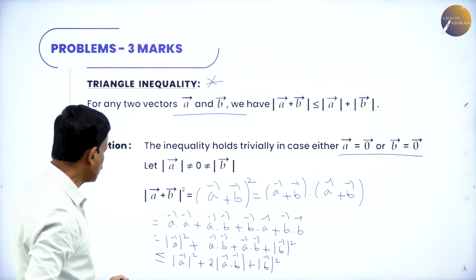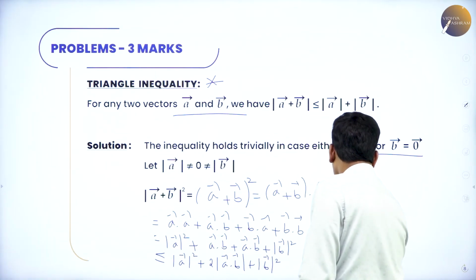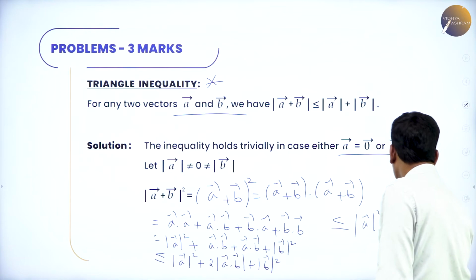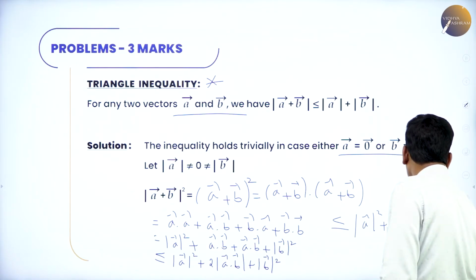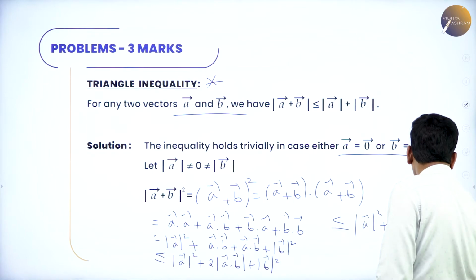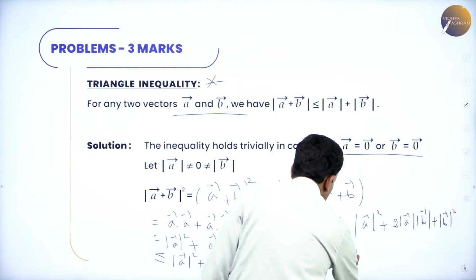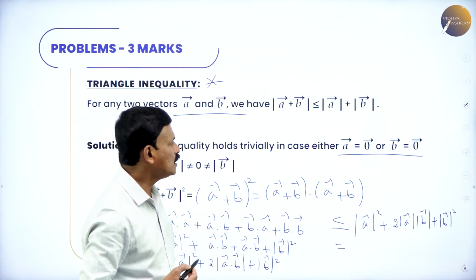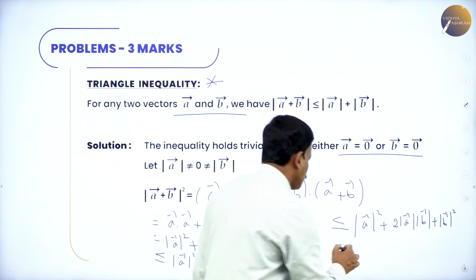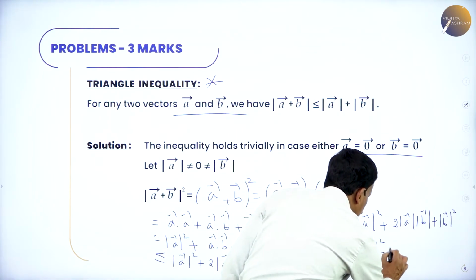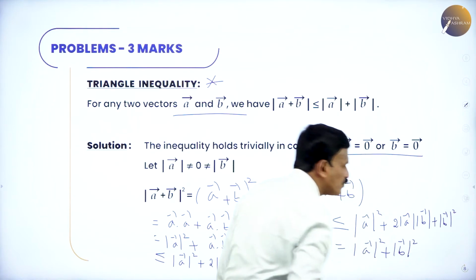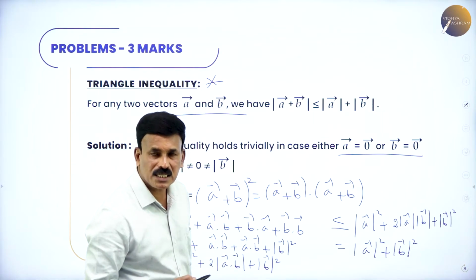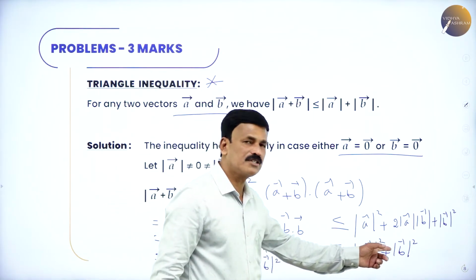Now this is also less than or equal to the length of A square plus 2 times the length of A dot the length of B plus the length of B whole square. So this is equal to the length of A square plus 2 times the length of A into the length of B plus the length of B whole square, which can also be written as the length of A whole square plus the length of B whole square. This is of the form a plus b whole square, that is a square plus 2ab plus b square, that is the length of A square plus the length of B. So the length of vector A square plus the length of vector B whole square.